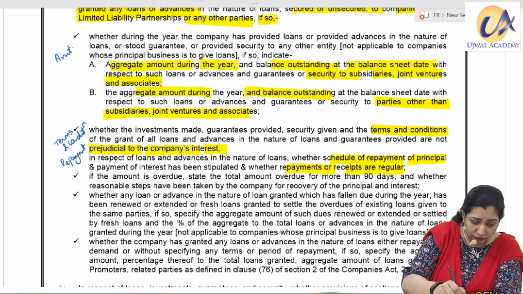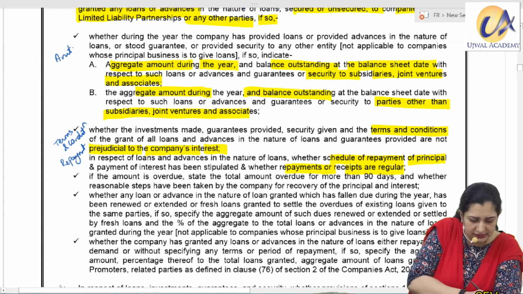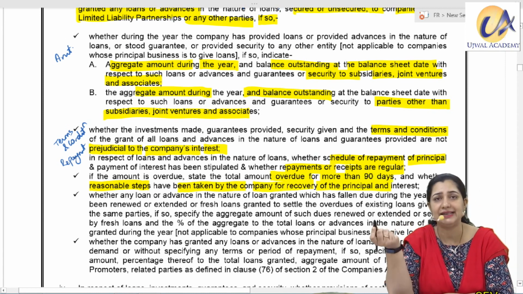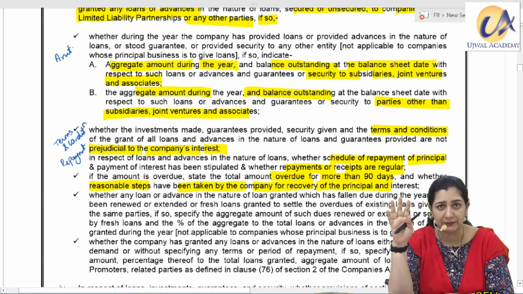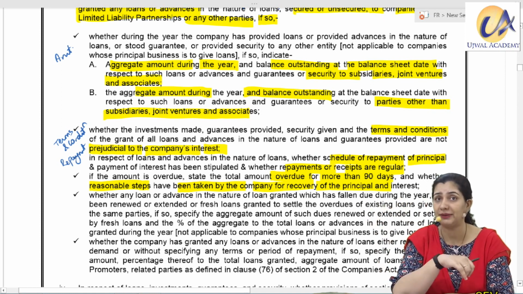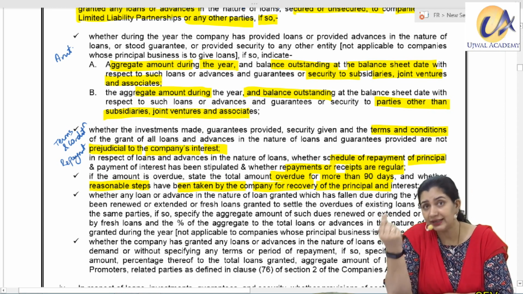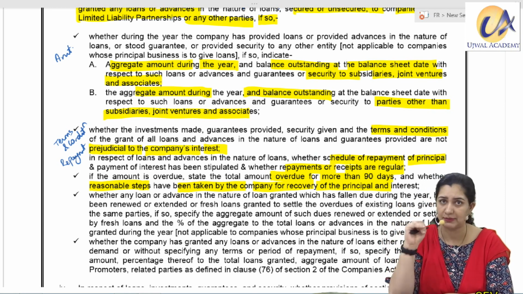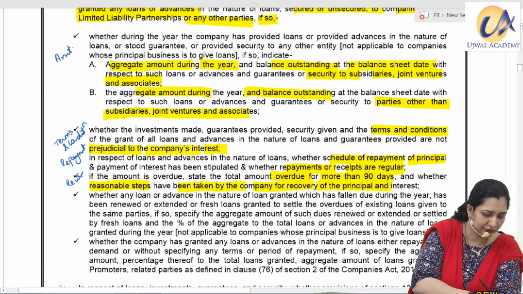Then is the amount overdue? And if it is overdue, have you taken reasonable steps for recovery? If the amount is overdue for more than 90 days, like how we do for NPAs, up to 90 days it's okay, but beyond 90 days we treat it like a non-performing asset, as in banks. So if it is overdue for more than 90 days, we will have to see whether they have taken reasonable steps for recovering the amount. So this is recovery of the overdue amounts. 1, 2, 3, 4.